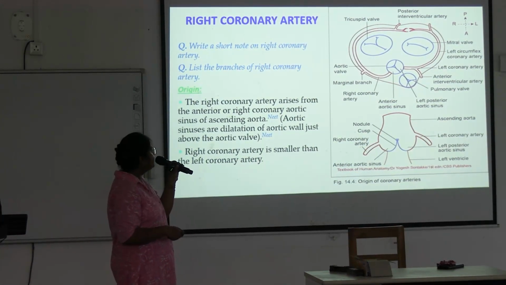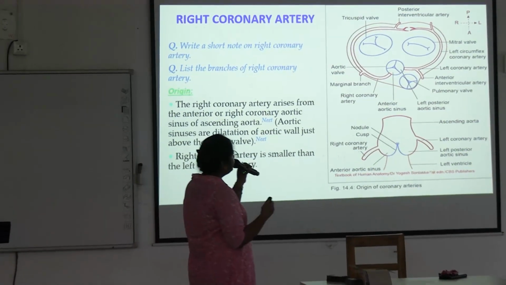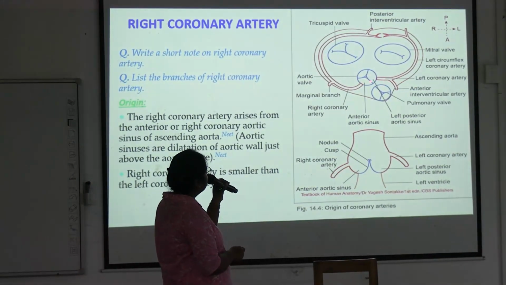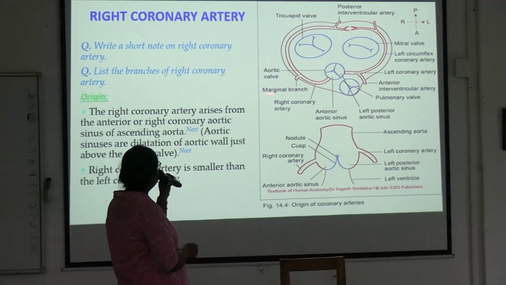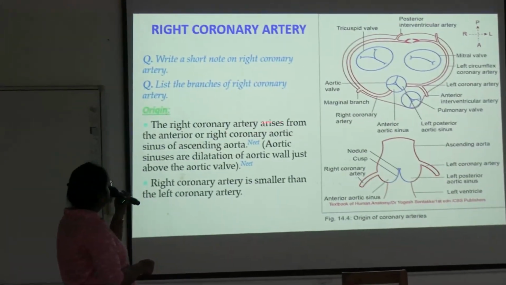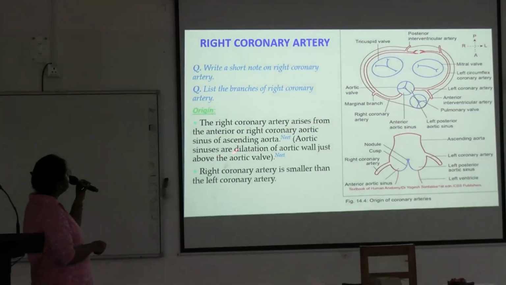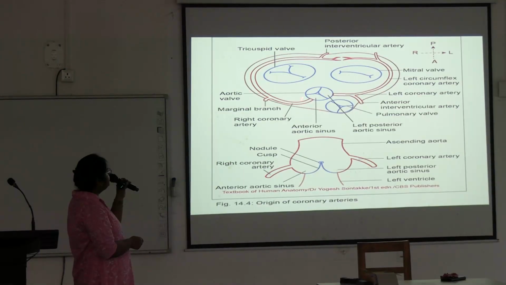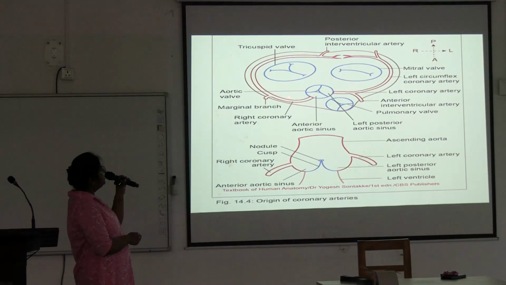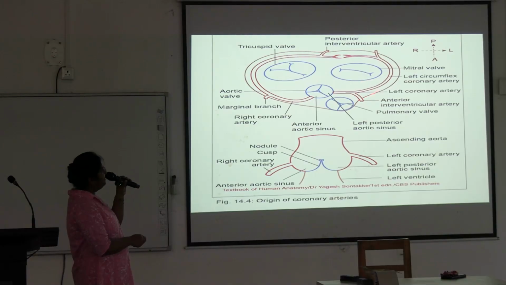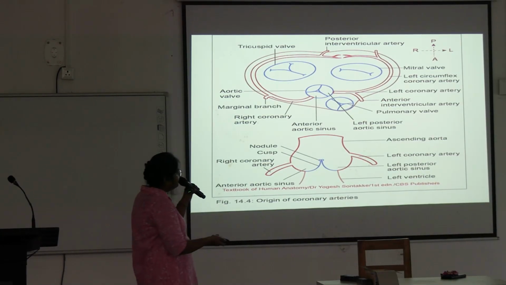Okay, you have seen the origins previously. Here is the origin of the left coronary, and here is the origin of the right coronary. The right coronary artery arises from the anterior sinus. If this is the anterior aortic sinus, from here the right coronary artery is arising, and from the left posterior sinus the left coronary artery is arising. Okay, next.